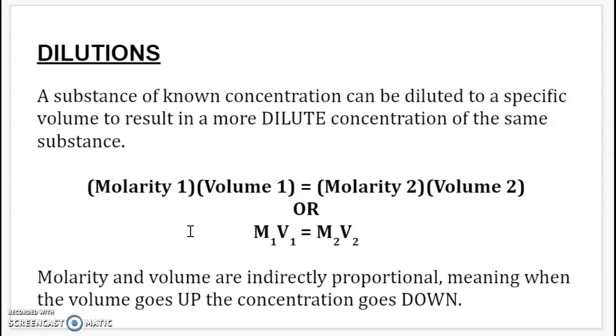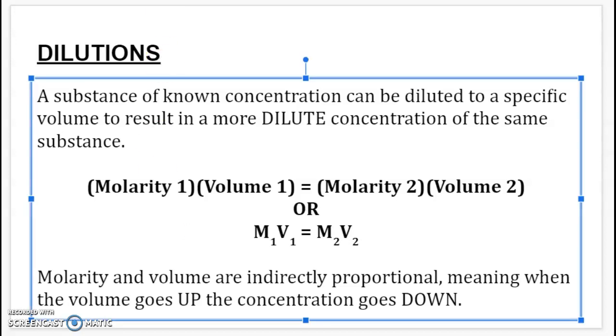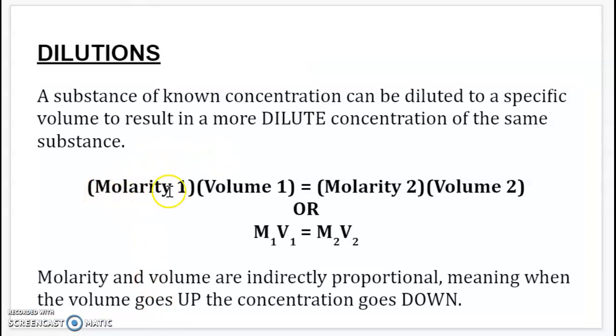So the formula that we use to calculate the unknown concentration or volume in a dilution calculation would be molarity 1 times volume 1 is equal to molarity 2 times volume 2, or M1V1 equals M2V2. Molarity and volume in this case are indirectly or inversely proportional, and that means when the volume goes up, the concentration goes down, and vice versa. When the volume goes down, the concentration goes up.